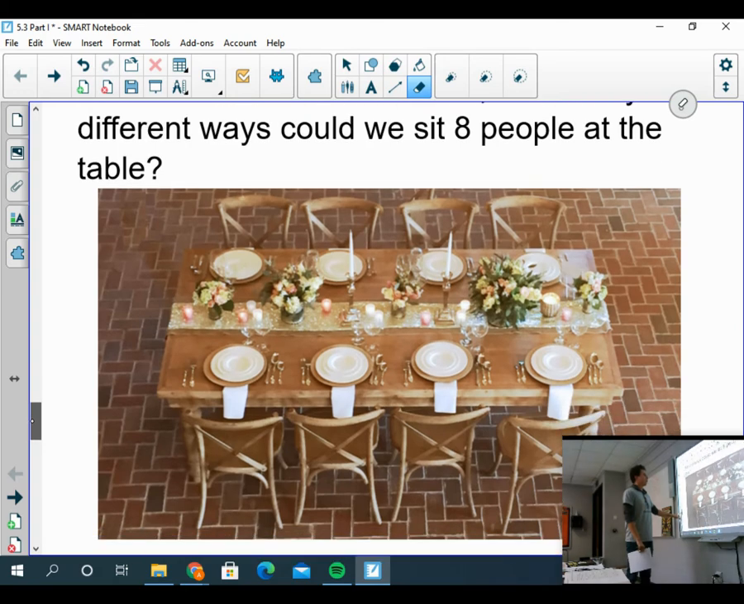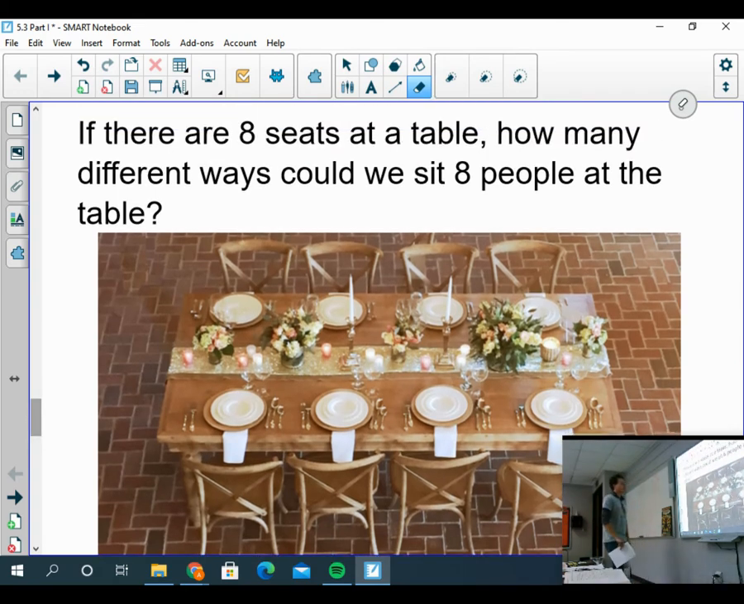So continuing with our problem-solving theme, I want you to think of a dinner party. Pause the video and see if you can figure out, if there are 8 seats at a table, how many different ways could we seat 8 people at the table? Hopefully you've paused it and came up with a number. I'll give you a hint though, if you came up with 64, you're not quite right. And here's why. Let's logic through this problem together.